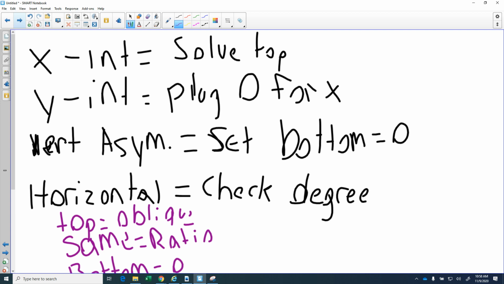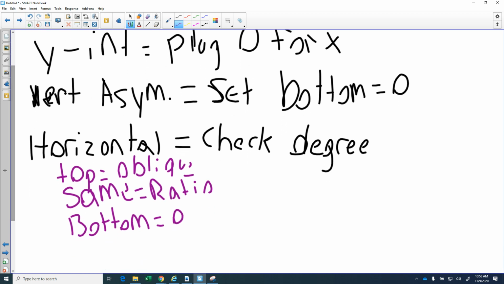For the x-intercept, we're going to solve for the top. The y-intercept, we're going to plug a 0 in for x. Okay, those have been kind of universal for us. Vertical asymptote, it's basically our restrictions on the bottom. And then the horizontal asymptote, kind of a different idea, but basically there are three different possibilities. Okay, for a horizontal asymptote, we're basically going to look at the degrees of our function. If the bottom degree is larger, our answer is 0. If they have the same degree, we have a ratio. And if the top degree is larger, we have the oblique.